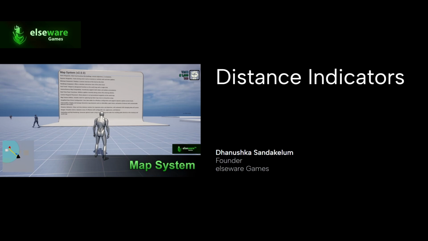Okay, so next let's talk about distance indicators. The distance indicators is quite simple. Basically, we have two major components to be covered. First thing is distance indicator base component and distance indicator arrow.